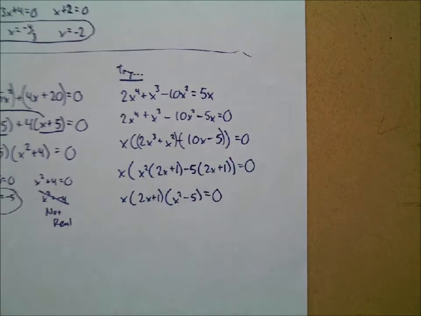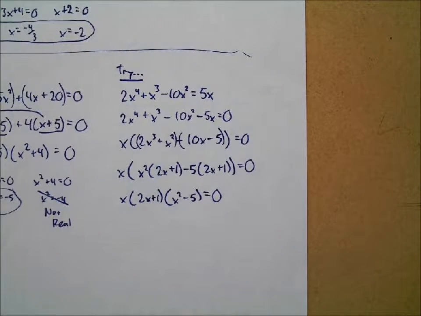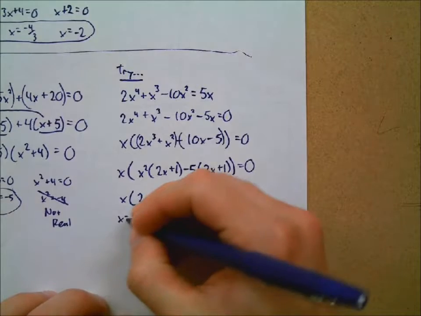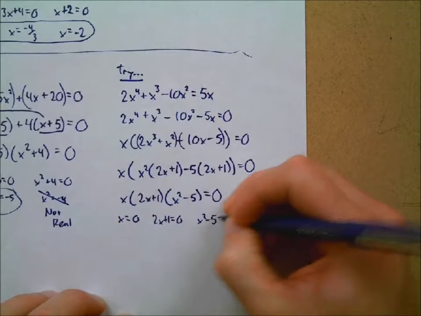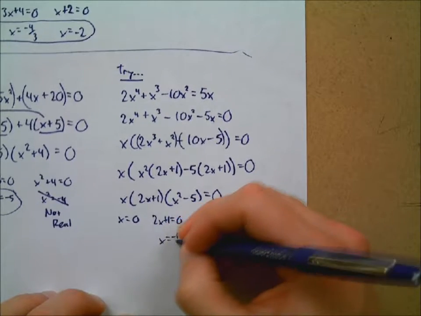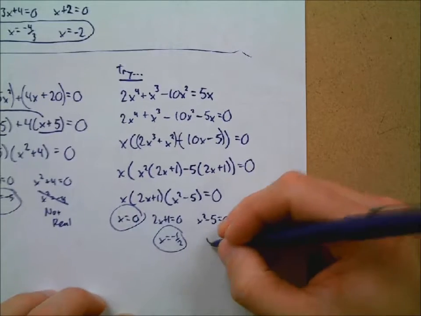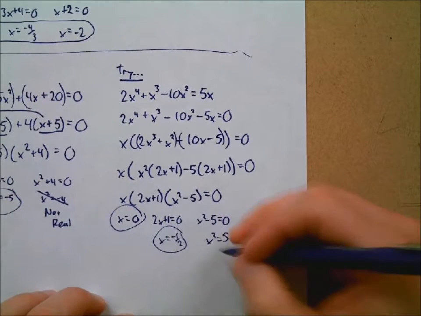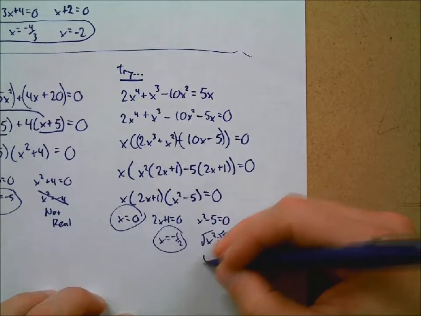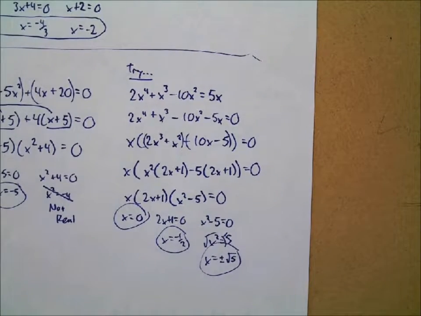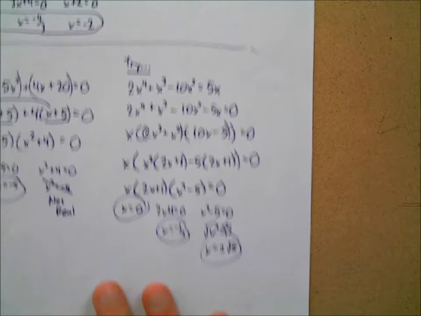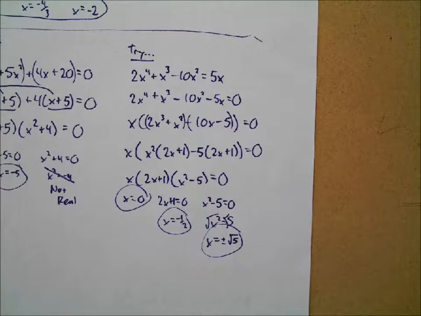Okay, exactly right. And now we have the three things equal to 0. We can set each one of those equal to 0. So x is 0, 2x plus 1 is 0, and x squared minus 5 is 0. Okay, so we get x equals negative 1/2 here. And we get x squared equals 5 here, and so we'll square root both sides. And x equals plus or minus the square root of 5 then. And so those are our 4 solutions. 4 real solutions: 0, negative 1/2, plus or minus root 5. Okay. Questions on any of that?